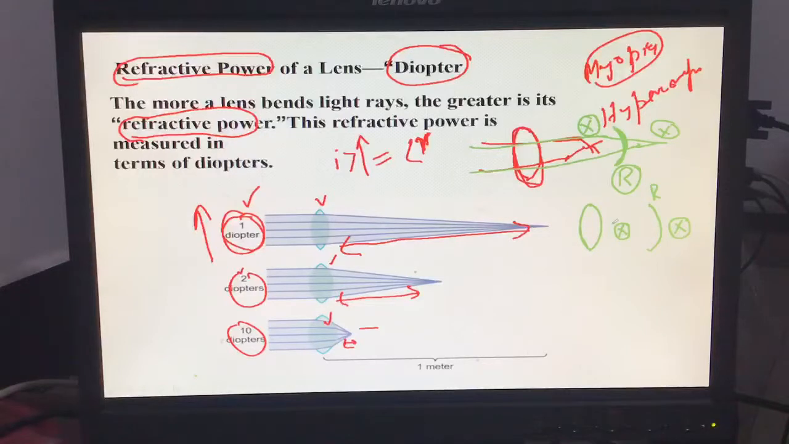Both conditions are wrong. The person has blurry vision. To correct it, how can we correct it? If the image forms behind the retina, it means the power is too low.